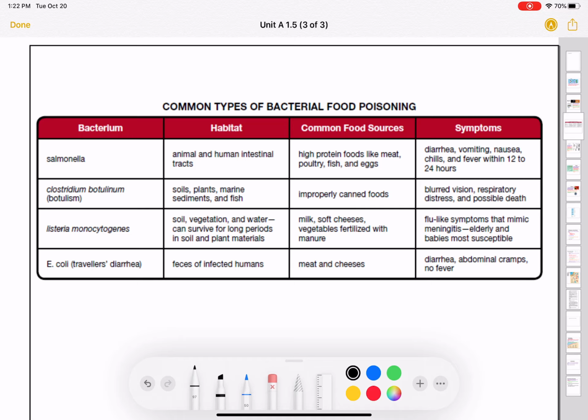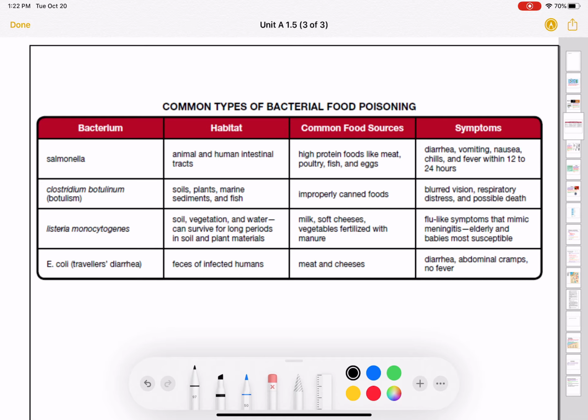Botulism, which is Clostridium botulinum, is something that can be found in soil, plants, marine sediment, and fish. You can get this from preserved foods that aren't sealed properly. So a dented can, I wouldn't suggest eating those, because this bacteria can start to grow inside of it. If you have botulism, it can give you blurred vision, respiratory distress, so a hard time breathing, and possible death. So botulism, not a good thing to get.